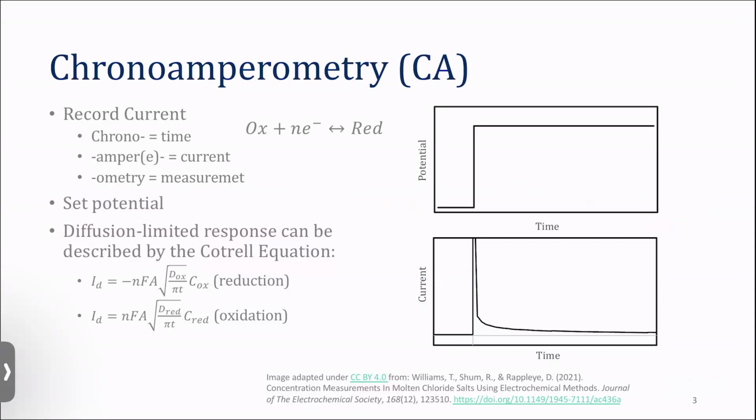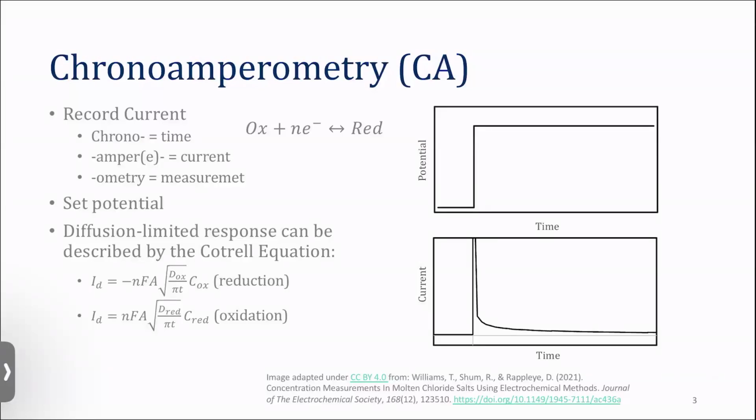Chronoamperometry. Woo! What a mouthful. Let's break it down. Chrono means time, ampere is the unit of current, and ometry indicates measurement. So if we do it backwards, it literally means the measurement of current with time. So with chronoamperometry, we're setting or controlling the potential and then measuring the current response with time.